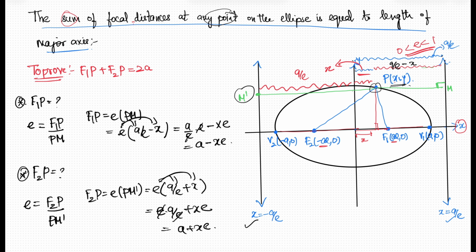Now the left hand side is F1P plus F2P: a minus xe plus a plus xe, xe gets cancelled. So a plus a would be 2a, and 2a is simply the length of the major axis. Theorem is proved. Thank you.